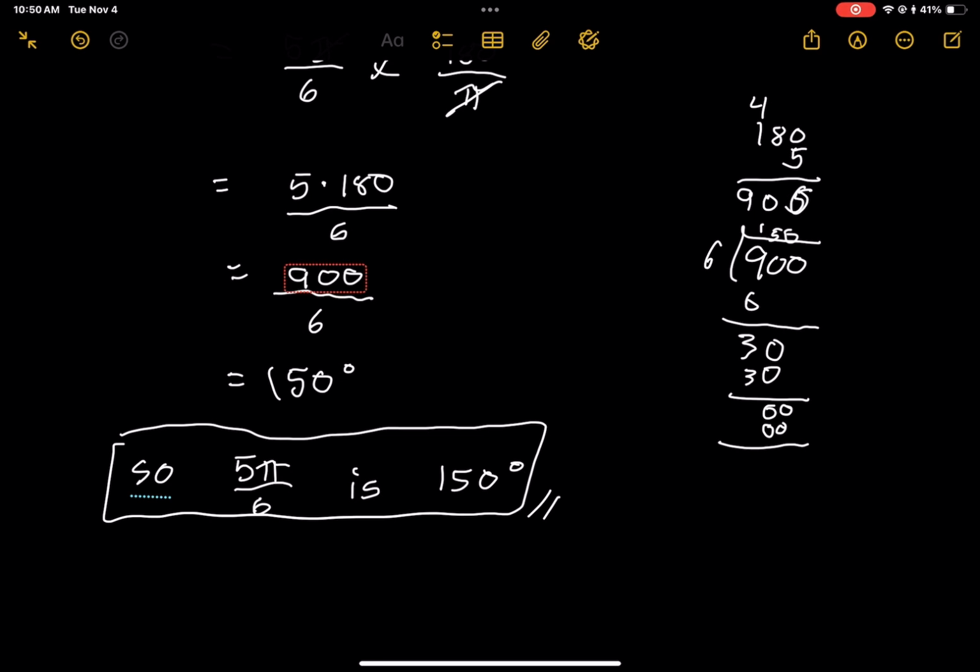Moving on to our second objective, we have angle is equal to 240 degrees. We have to find one positive coterminal angle and one negative coterminal angle.